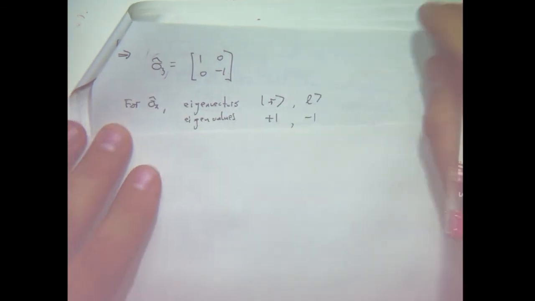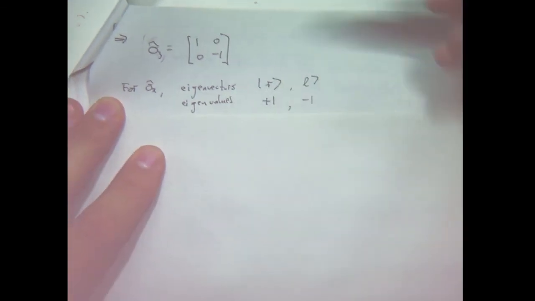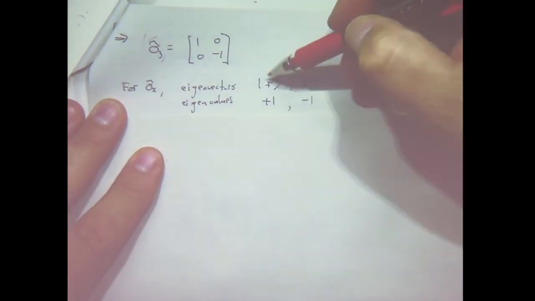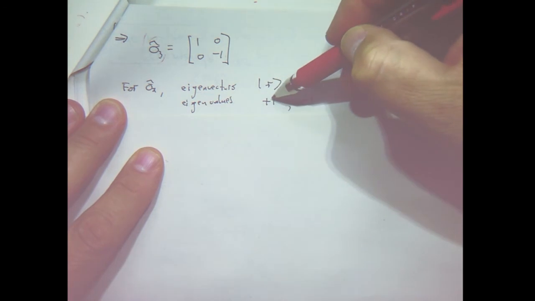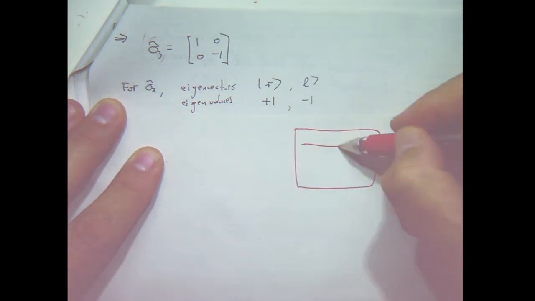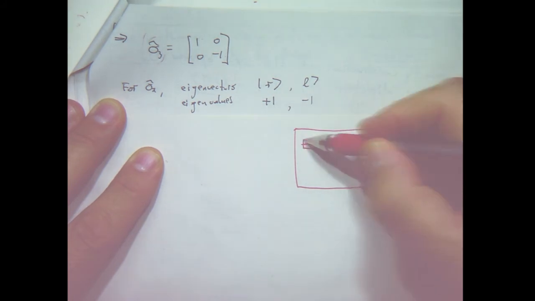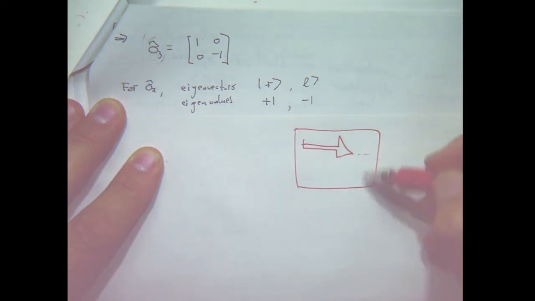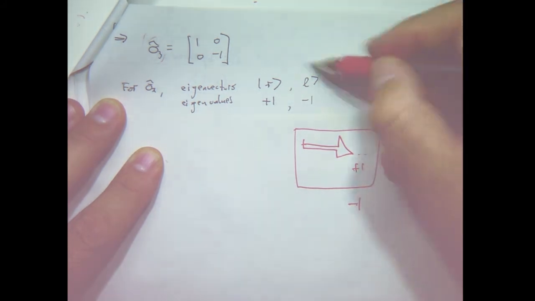Okay. What about the sigma x operator? We have eigenvectors: right would be plus 1 and left would be minus 1. And this corresponds to the measurement, the apparatus pointing to the right and measuring either plus 1 or minus 1. If it measures minus 1, you got that.